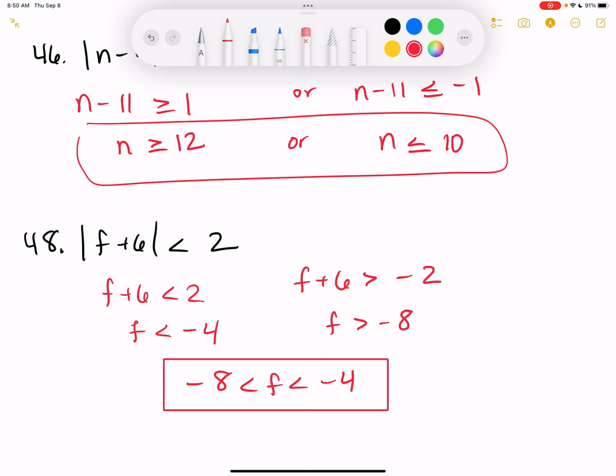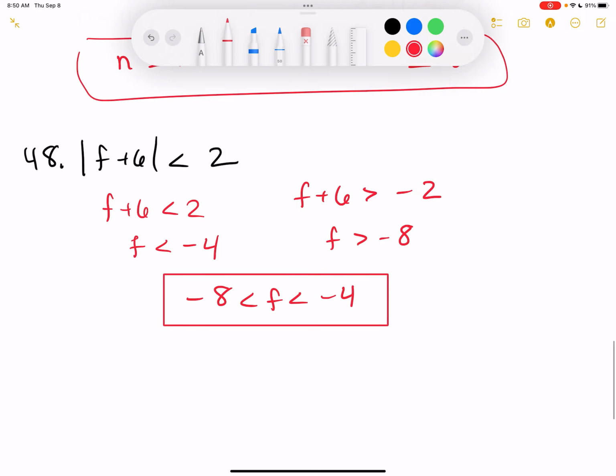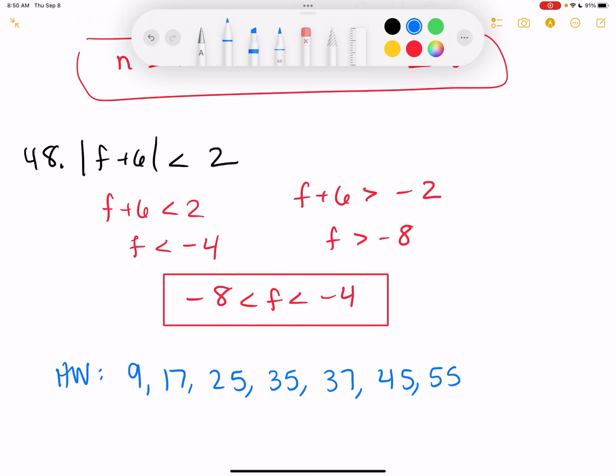Any questions about any of those ones? Okay with those? All right, so your problems are, you have about 25 minutes to work on them. 9, 17, 25, 35, 37, 45, and 55. So not too many. And remember, you do not need to graph them. And you only need to check for extraneous solutions on the ones that specifically say to check for it.